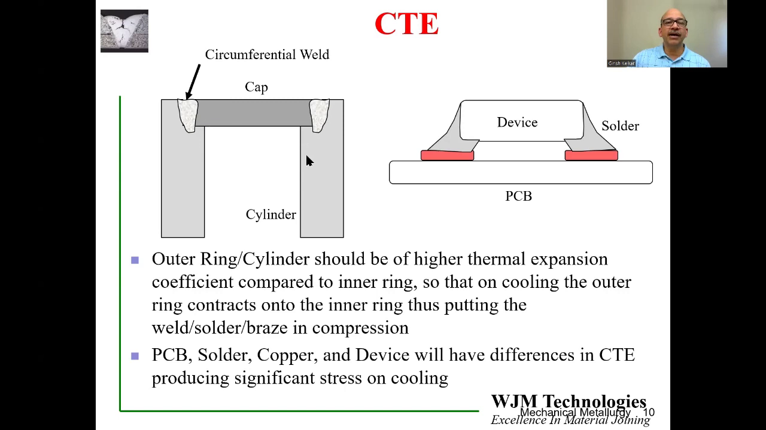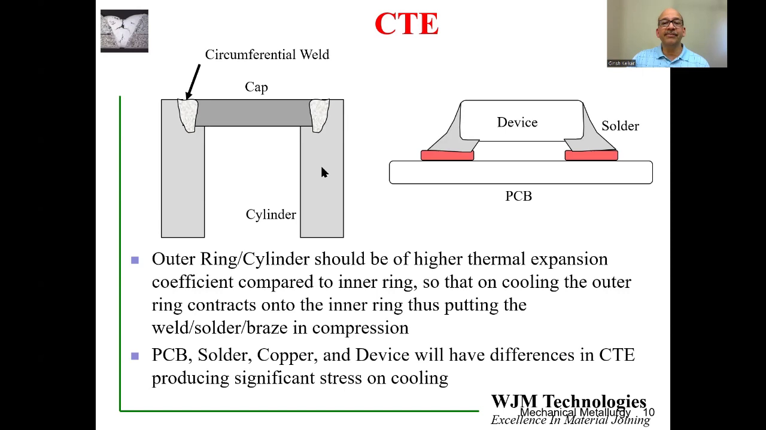As the weld cools down, the cylinder is going to cool down differently than the cap if they are dissimilar. If the cap has higher CTE than the cylinder, then the cap will shrink more than the cylinder and the weld will be in tension. If the cap has lower CTE and the cylinder has high CTE, then when the weld cools down, it will introduce compressive stress in the weld.